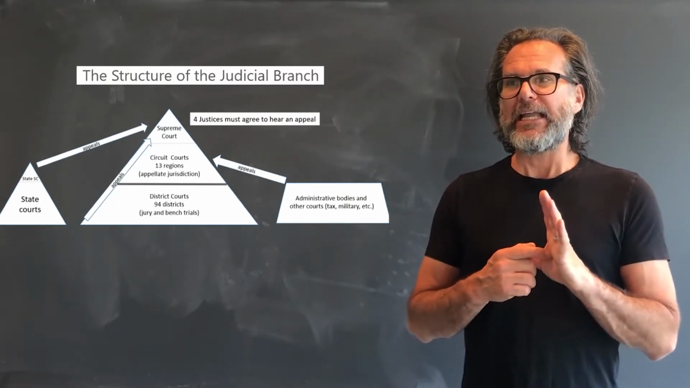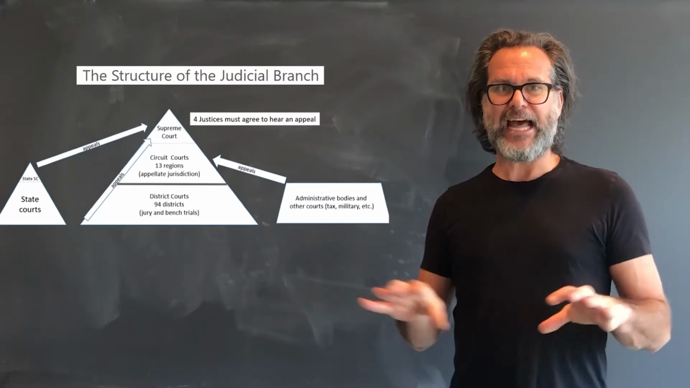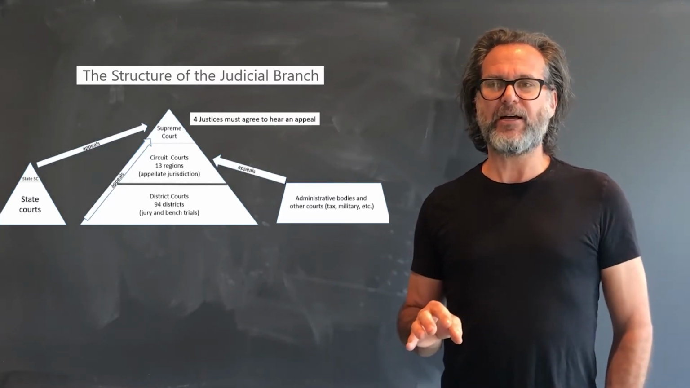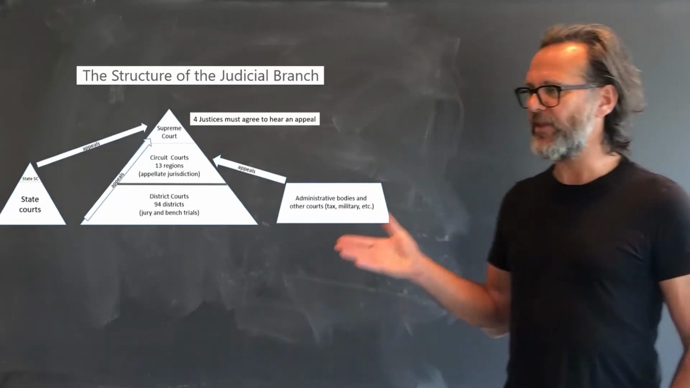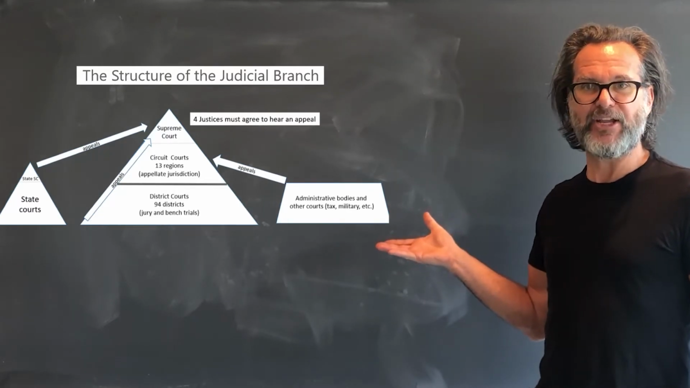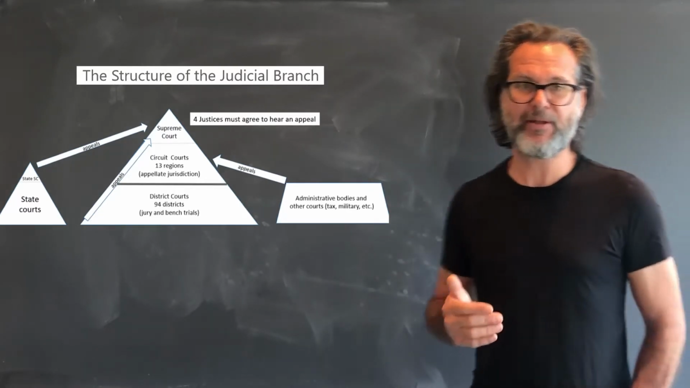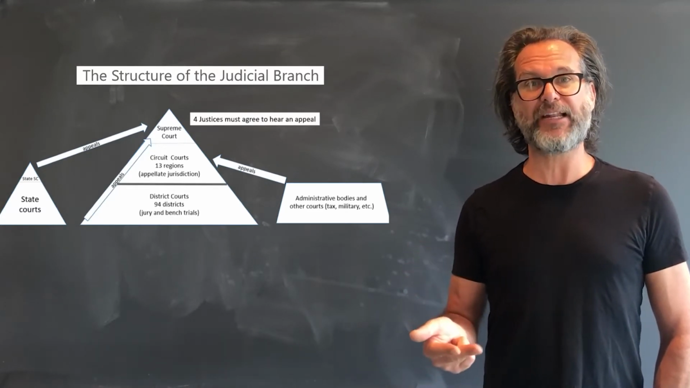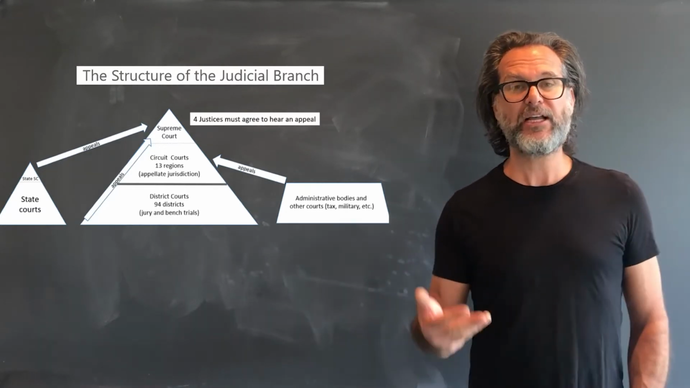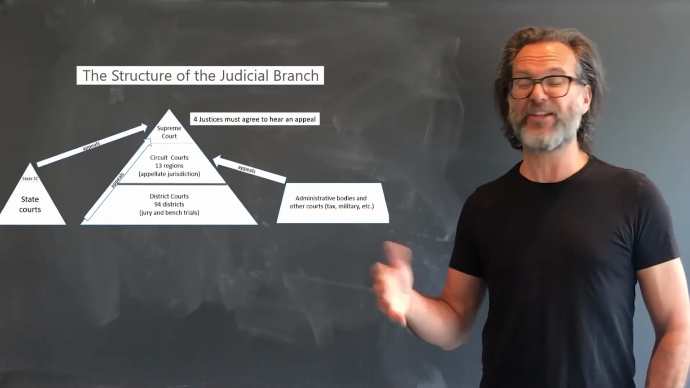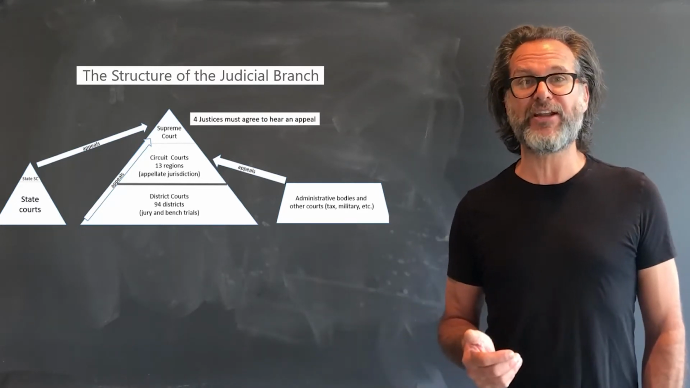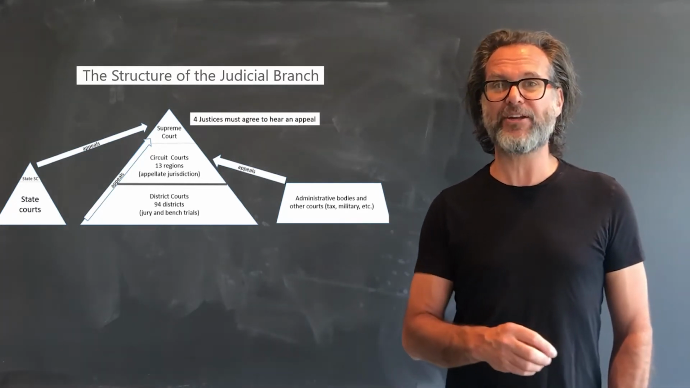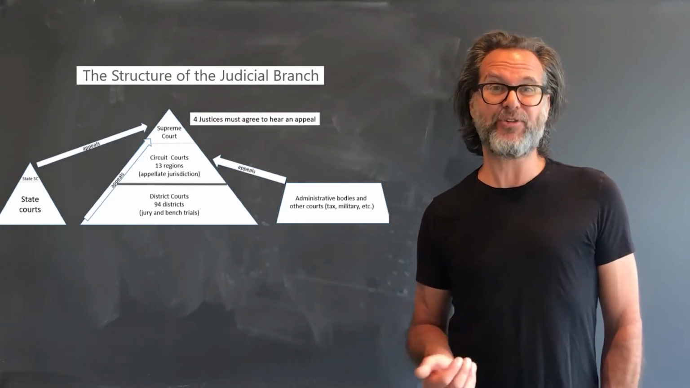The hearings that take place at the lower level, and in the diagram of the overall system, the other bodies that I have over here in this kind of trapezoidal shape, tax courts, military courts, administrative bodies like the National Labor Relations Board, the Federal Communications Commission. There are numerous administrative bodies in the executive branch that are called quasi-judicial, right?